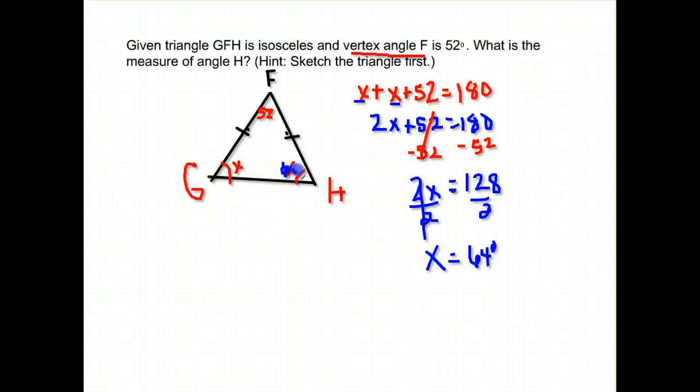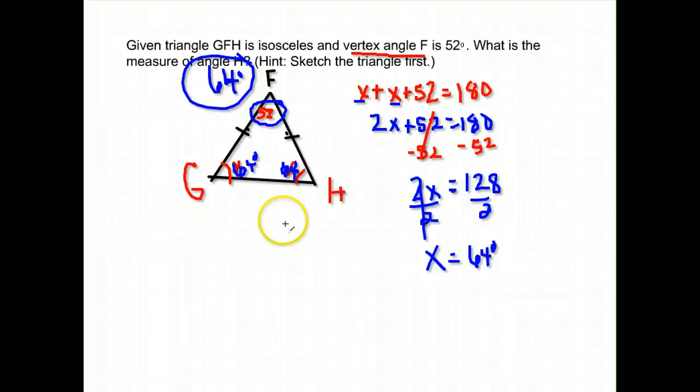So angle H is 64. Anytime you have an isosceles triangle and you know the vertex angle, you're basically saying, well, I know it's a total of 180 degrees. So you subtract this angle out of that, so you know how much is left, and then split the difference between the other two, since you know they're congruent. That's a shortcut that a lot of people take.